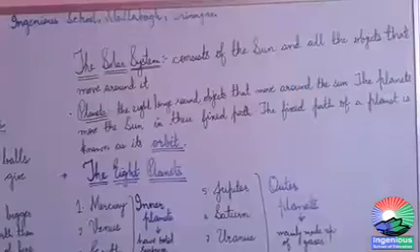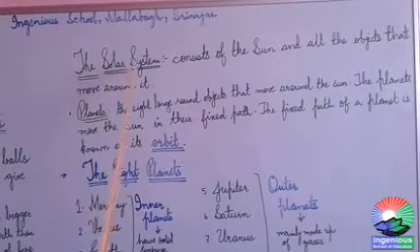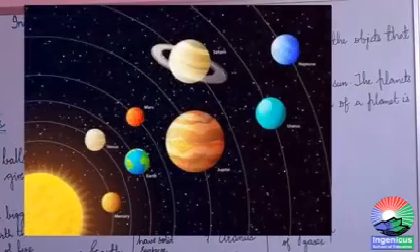Yes. Students, now we are going to learn about the solar system. The solar system consists of the sun and all the objects that move around it. The sun is the center of the solar system. Are you getting me?